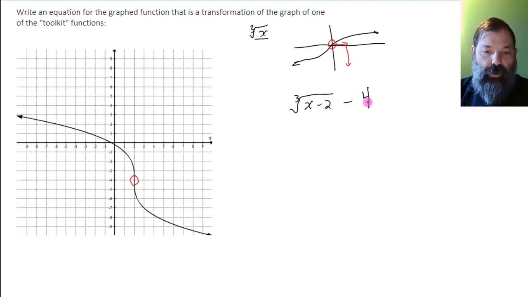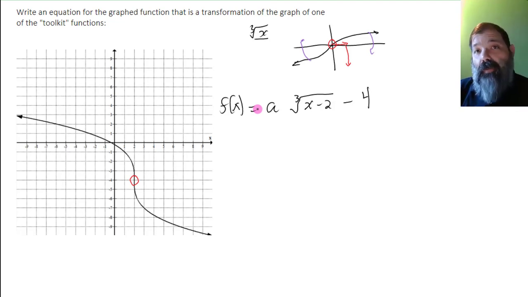But now the other issue is that the function might have been transformed by a scaling, and it certainly appears that the curve has been flipped vertically about the x-axis. So what we'll do is put an a, our scale factor. Let's just call it a. So my assumption right now is that the function takes the form of a times the cube root of x minus 2, subtract 4. All right, so now we have to figure out the a value.